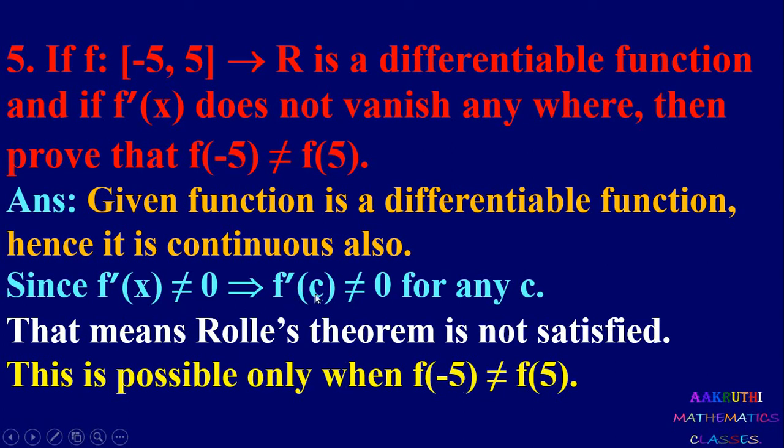Now here f dash c is not equal to 0, that implies Rolle's theorem is not satisfied. Therefore the conditions of Rolle's theorem are not satisfied. The condition f of a equal to f of b is not satisfied, and then only we get f dash c not equal to 0. So since f dash c is not equal to 0, f of a should not be equal to f of b. Therefore f of minus 5 is not equal to f of 5.